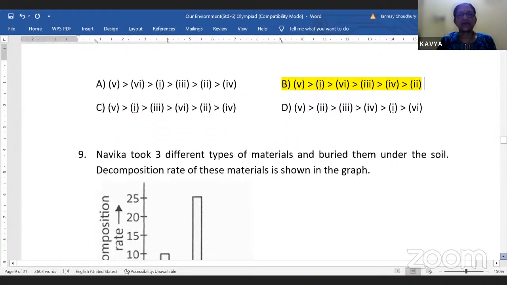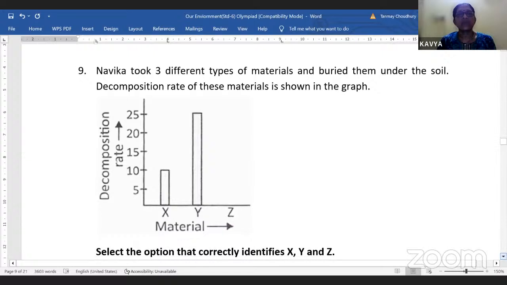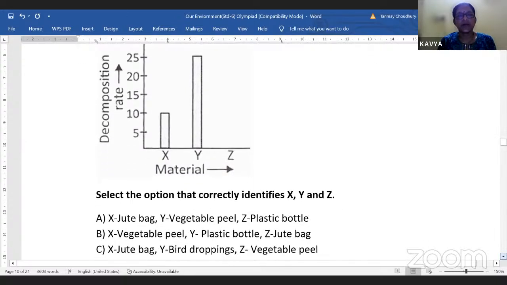Navika took 3 different types of materials and buried them under the soil. The decomposition rate of these materials is shown. Here are materials X, Y, and Z and their decomposition rate. You can see here Y remains just the same, X decomposes a little bit, and Z is totally decomposed. So select the option that correctly identifies X, Y, and Z. X is a jute bag, Y is a vegetable peel, Z is a plastic bottle. Okay, which one will it be?